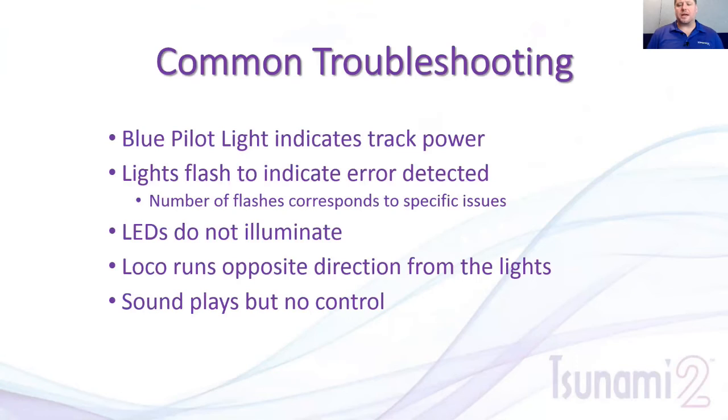These are just some things that we get questions on all the time. First of which here is the blue pilot light. You see the blue pilot light. It just indicates track power's there. We get a lot of calls where somebody will say, I put the decoder on the track, I'm not getting any sound, I'm not getting any motion, what's going on? And the first question we're going to ask you is, is the blue pilot light on? Because we need to know if the decoder is getting power. If the decoder doesn't have power, it can't operate. So that's one of those safety nets in there.